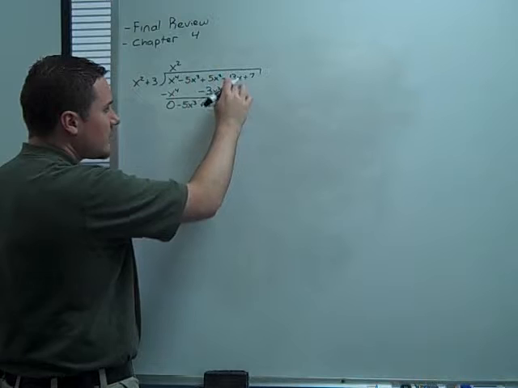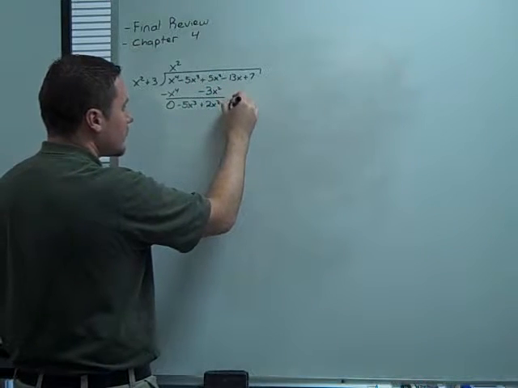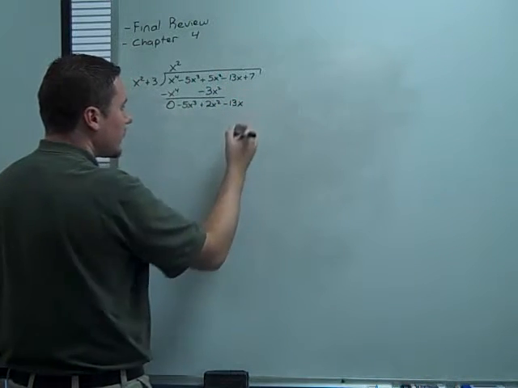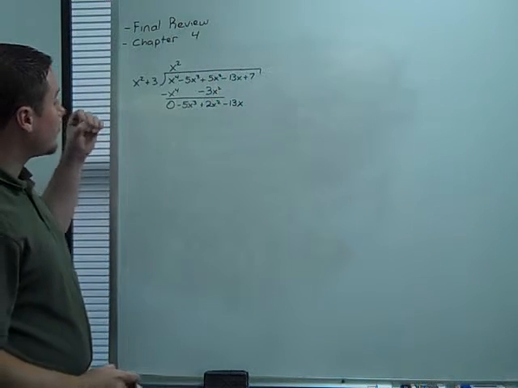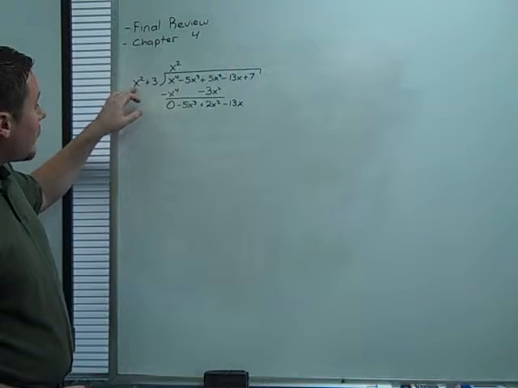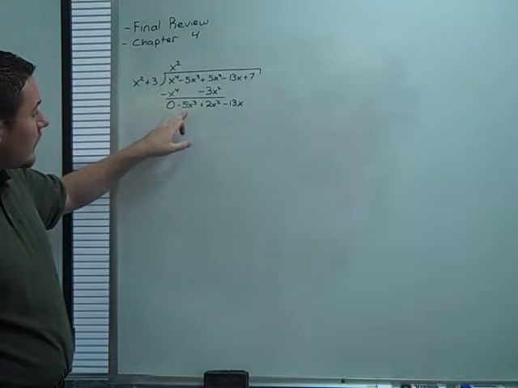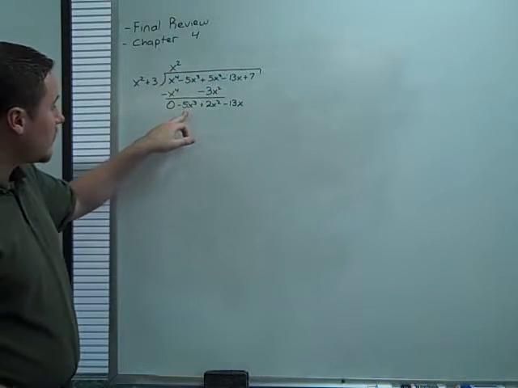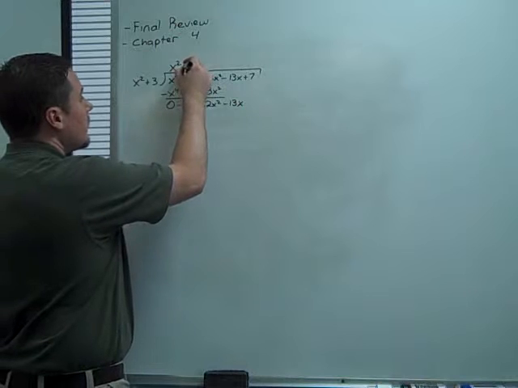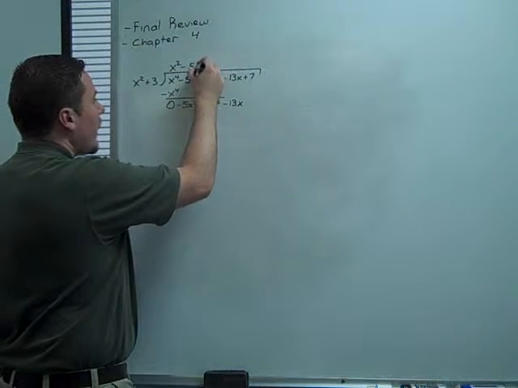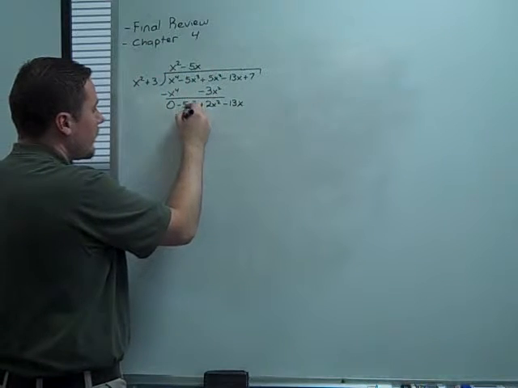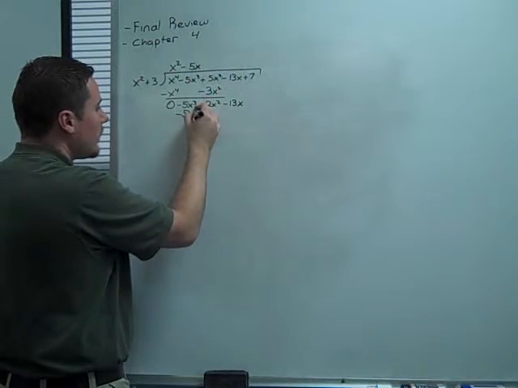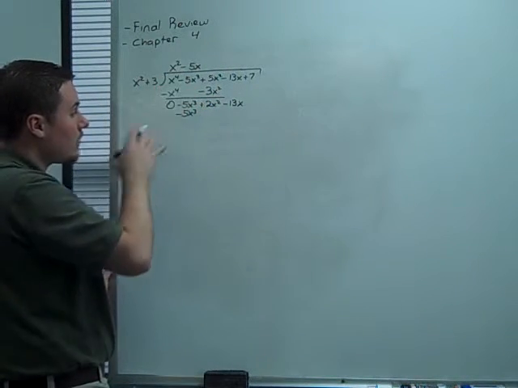And I have a sneaking suspicion that I'll need this 13x. So I'll just bring that down. The 7 can stay where it is, or if you wanted to, you could bring it down. So now we ask, how many times does x squared go into negative 5x cubed? And it goes in negative 5x times. So negative 5x times x squared is negative 5x cubed. Again, a success because that will cancel.